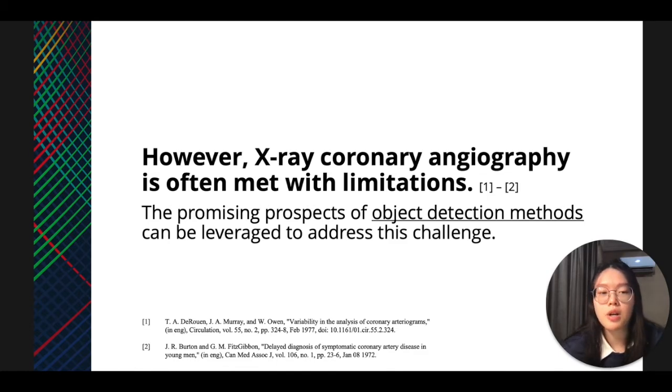X-ray coronary angiography is often met with a number of limitations. In addition to being labor-intensive and time-consuming, visual assessment of stenosis severity is often associated with variabilities due to the lack of uniformity, as well as the presence of artifacts and noise in these images. Studies even demonstrate that visual interpretations of these angiograms alone underestimate the degree of underlying disease, which ultimately leads to a delayed diagnosis. Thankfully, the promising prospects of object detection methods can be leveraged to address this challenge.